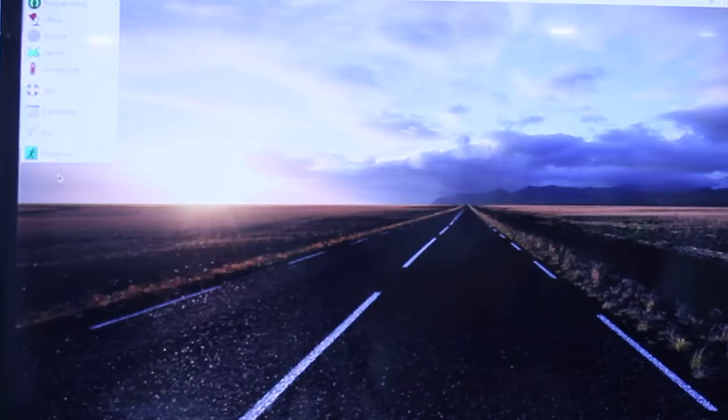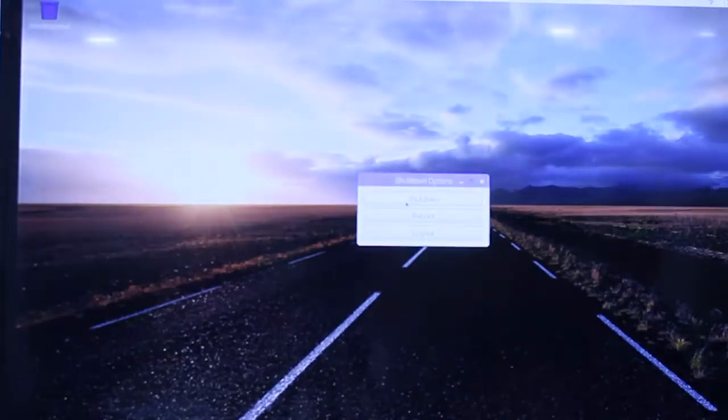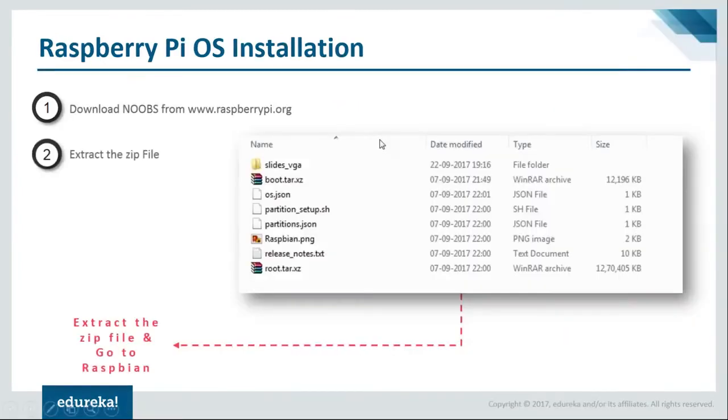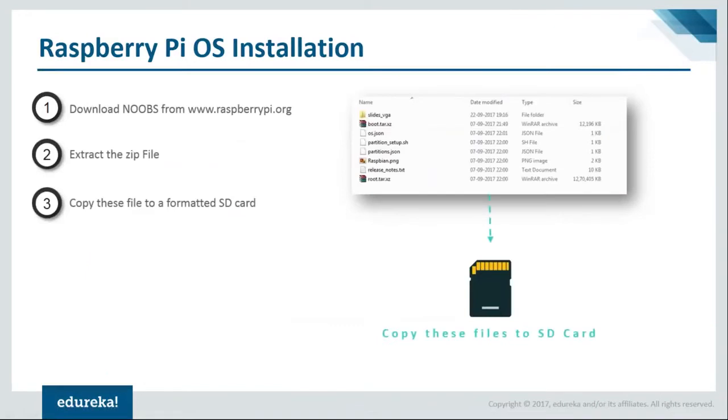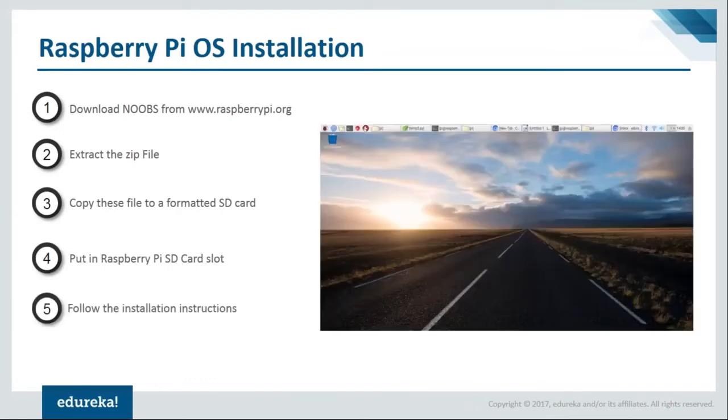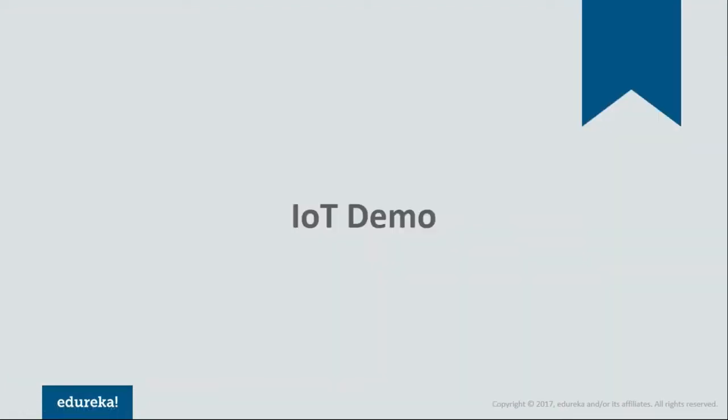Let me go back to my slide and summarize the installation process again. We started by downloading the NOOBS folder, then extracted the folder and copied it into the SD card. Make sure the SD card is empty as well. Once you're done with this, insert it into the SD card slot, and then we have completed the installation process.